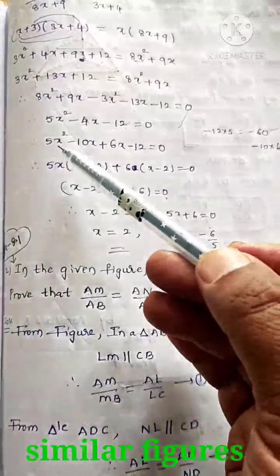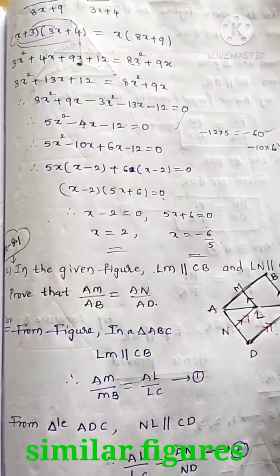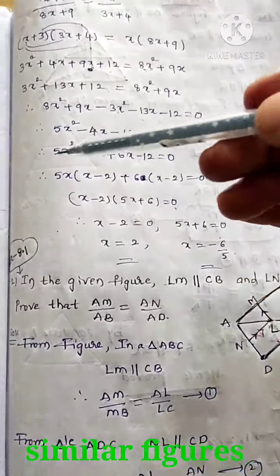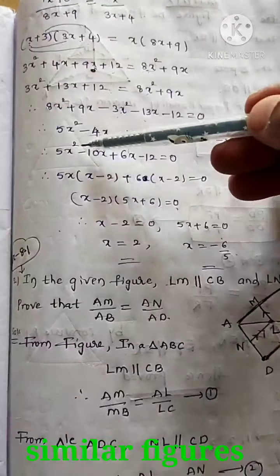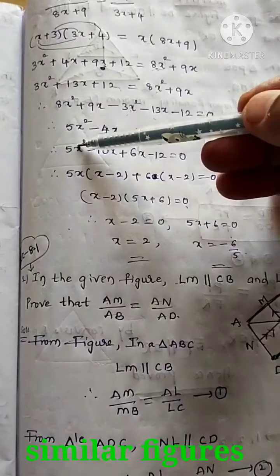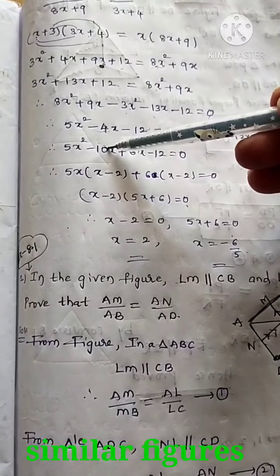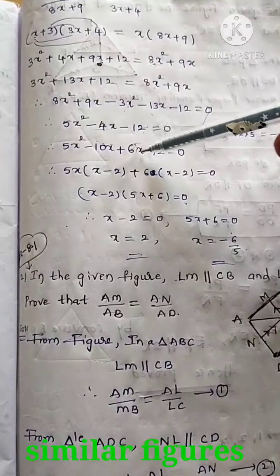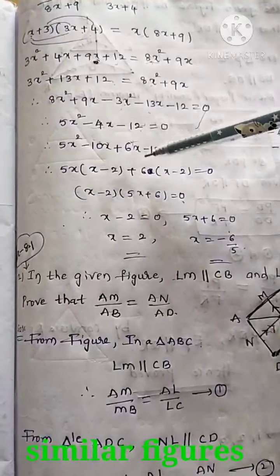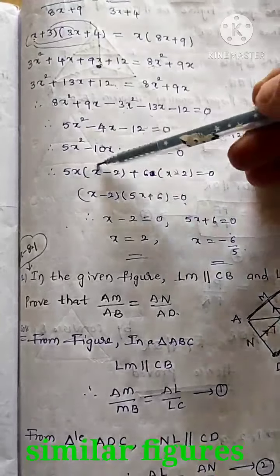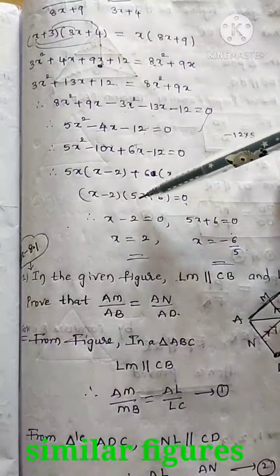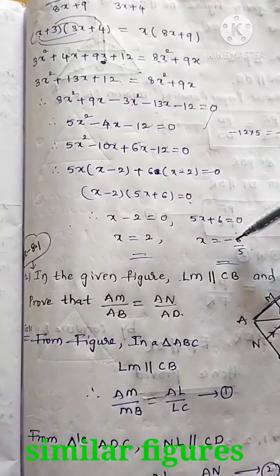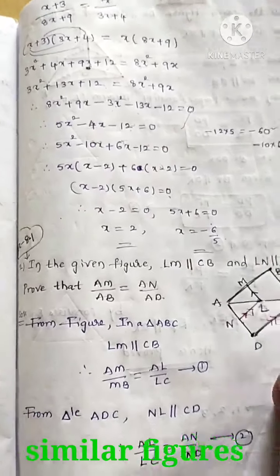So here take 5x square minus 10x plus 6x minus 12 equal to 0. Now take 5x common in the first two terms. 5x off, the remaining is x minus 2. Plus, in these two terms take 6 as common; the remaining is x minus 2. The first factor is x minus 2, the second factor is 5x plus 6 equal to 0. So x equals 2 and x equals minus 6 by 5. Two cases are possible.